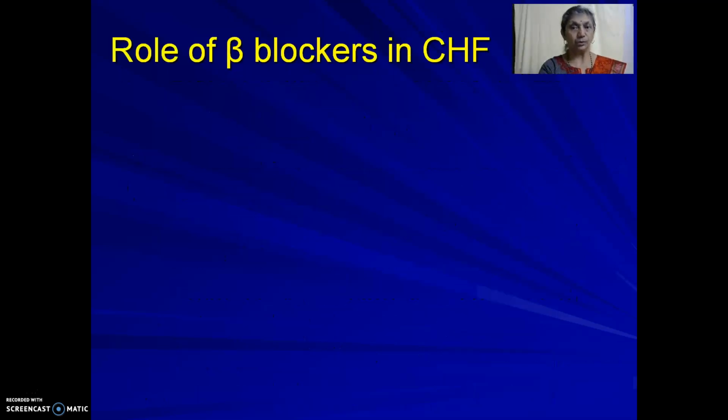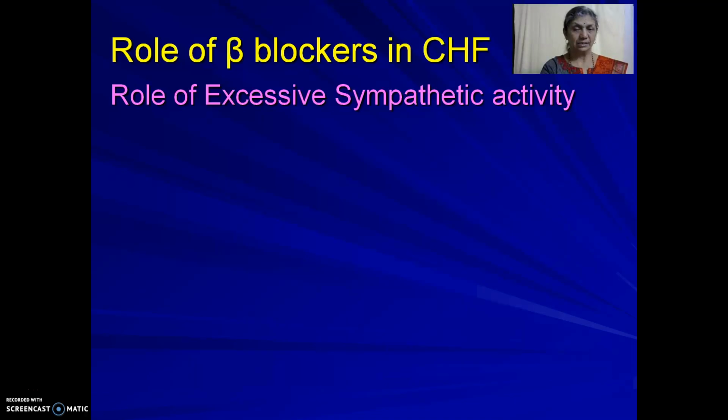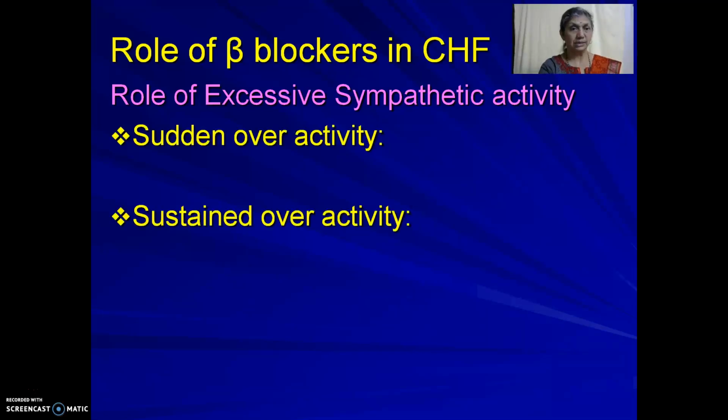Let's go on to see the role of beta blockers in CHF. And before seeing that, let us revise what is the role of sympathetic overactivity. We just discussed that sudden sympathetic overactivity can make things suddenly worse by increasing heart rate as well as increasing peripheral resistance and venous tone. So preload and afterload are also being increased.